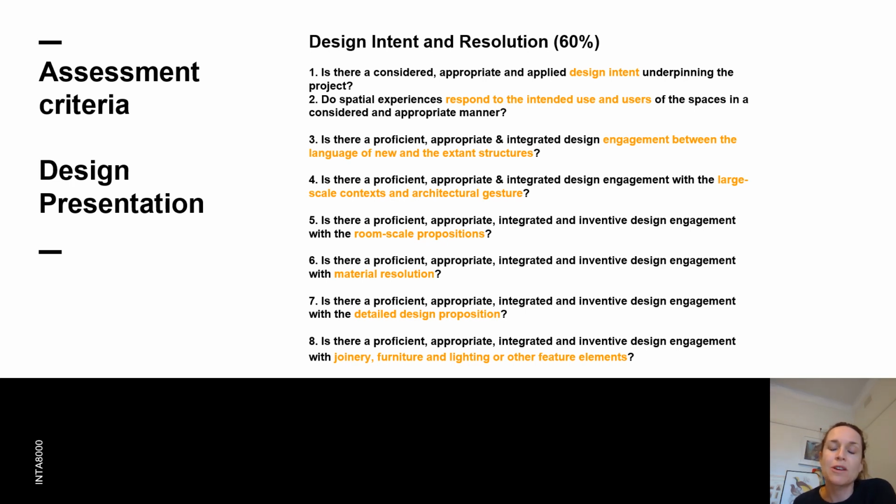We are looking at your ability to engage with material resolution in a considered manner, at detailed design in a considered manner, and at joinery, furniture, and lighting in a considered manner. So again, these draw from Assessment 1, 2, and 3, reflect back on the feedback that you've been given at each of these, and try to apply your learnings in Assessment 4.